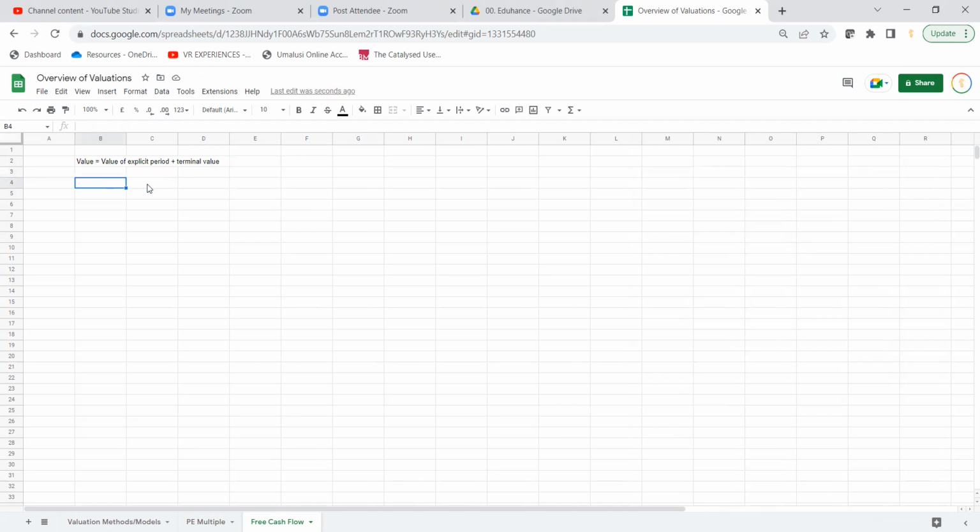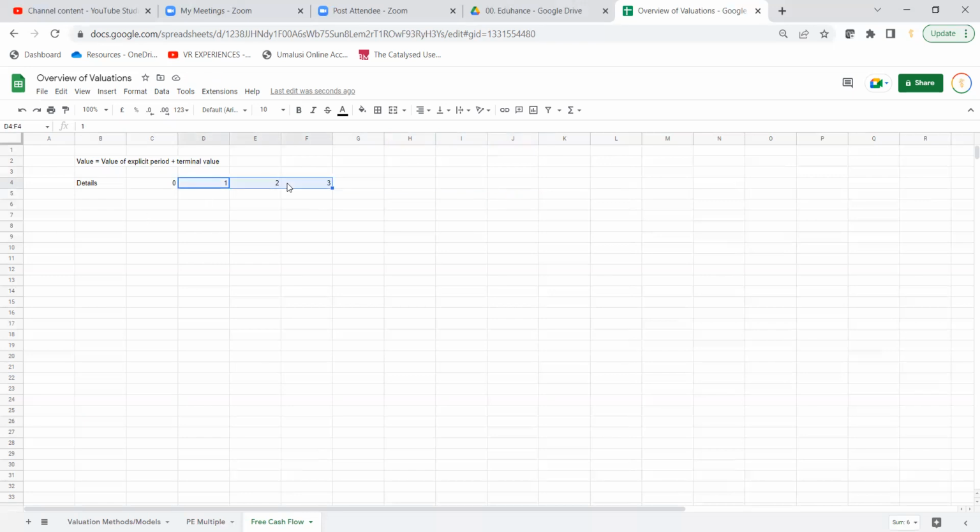So how do we do it? We will have a details column. We will have a year 0, a year 1, a year 2. I'm just going to do 3 years. The explicit period is these 3 years. The terminal value or the continuing value is every period thereafter up until the end of time. So the explicit period is year 1 to year 3.